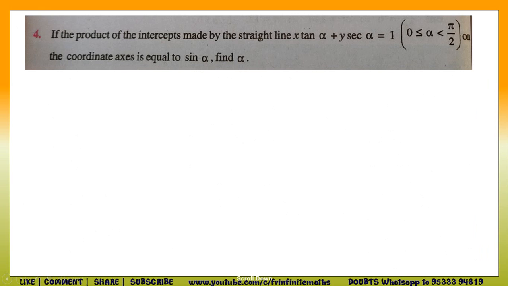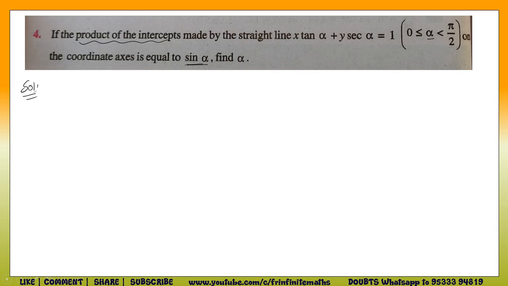So question number 4. If the product of the intercepts made by the straight line x tan alpha plus y secant alpha is equal to 1, where alpha ranges from 0 to pi by 2 but is not pi by 2, on the coordinate axis is equal to sin alpha. What has he given? The product of the intercepts. Find the value of alpha.